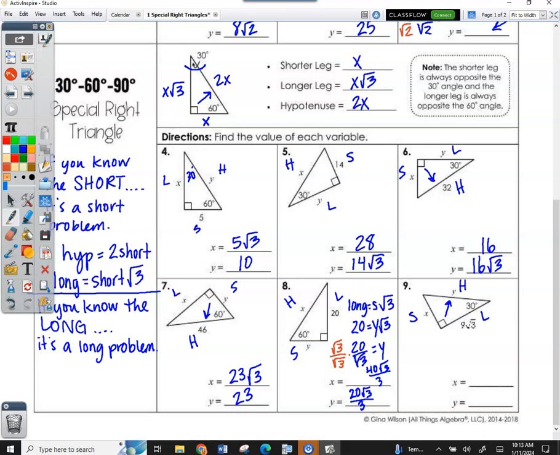Okay, so we've got the long side is 9 root 3. All right, I'm going to set it up. Long equals short root 3. The long is 9 root 3. Copy the formula, short root 3. Because both sides have a root 3, that's a common factor. So if you divide by root 3 on one side, it's going to cancel on the other. So they are just gone. So you can see that the short is the number 9.